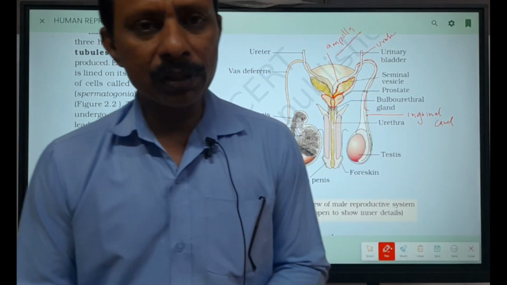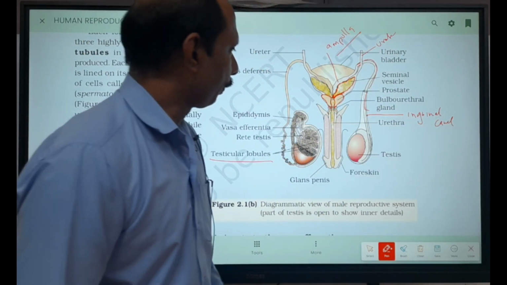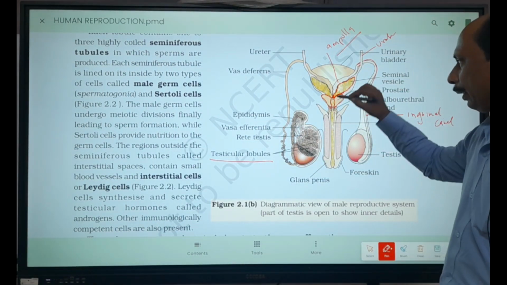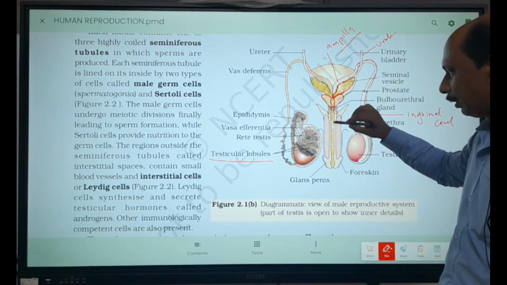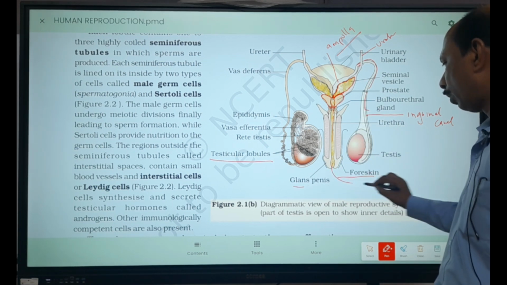Prostate gland is a 5-lobed single gland. Seminal vesicle is a paired gland, right. We will discuss this one, the prostate gland, also. And then the urethra starts. This is the urethra, right. This one is the glans penis, foreskin, and this opening is called the meatus.